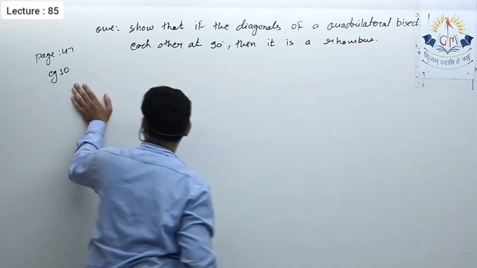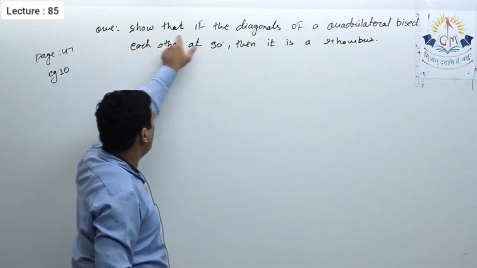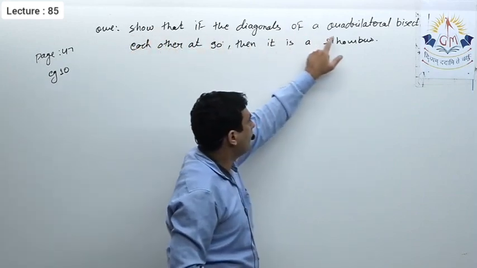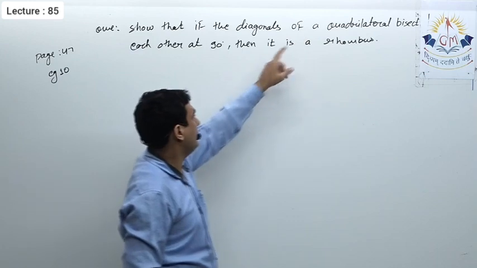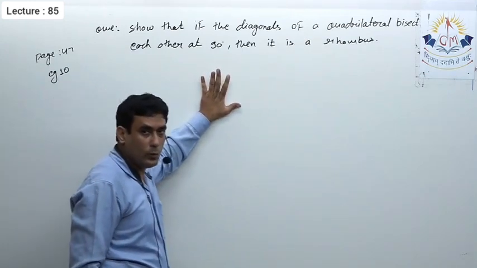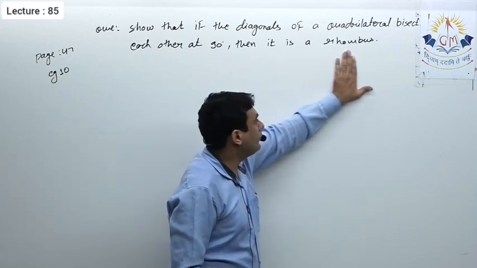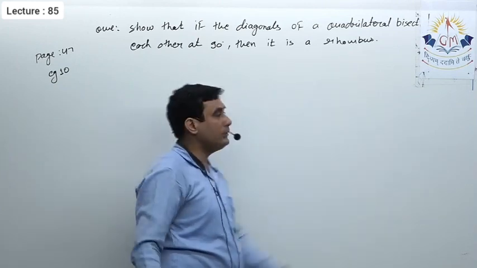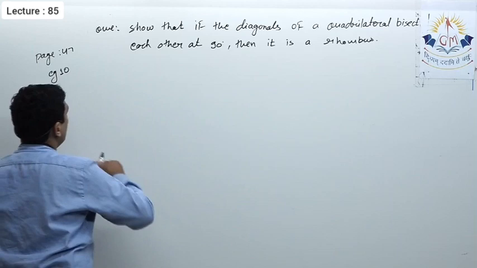Now if you see question number 12, it says, show that if the diagonals of a quadrilateral are equal and bisect each other, that means one more piece of information they are adding, the diagonals are equal as well, then we have to show it is a square. So first we will see this.